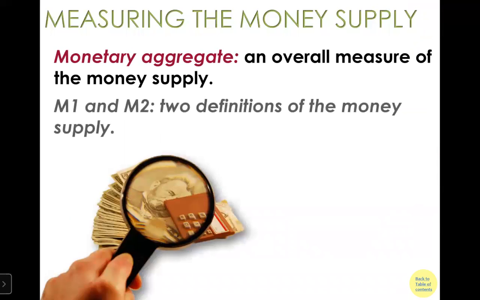So now, given we understand what money is, we can look at how we measure the money supply. First, a monetary aggregate is an overall measure of the money supply. In terms of money supply, we have different definitions. In this class, we look at M1 and M2. M1 is the most narrowly defined money supply, and M2 is a broader definition of the money supply. In reality, we may have M3 or M4.